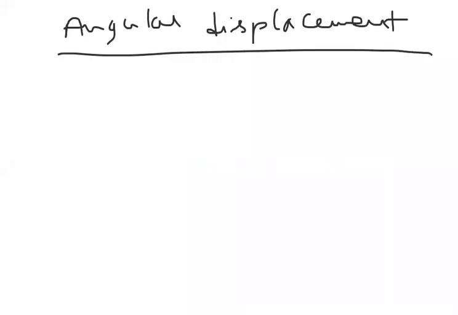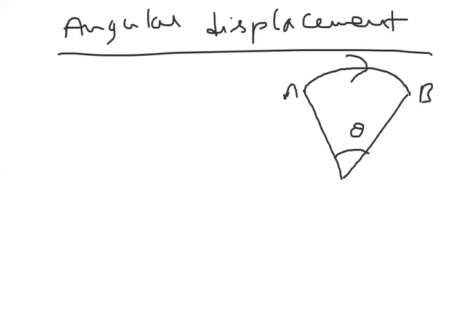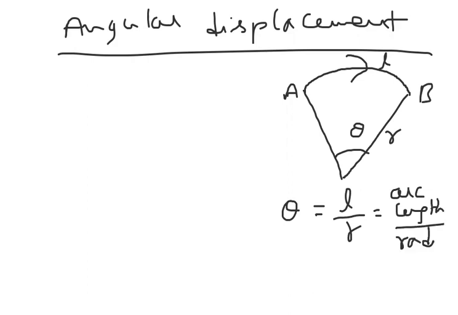Angular displacement is nothing but the angle subtended at the center when a body moves from one point to another point, along the arc A to B. Here L is arc length, R is radius. So I can write theta is equal to L by R. Theta is arc length by radius.